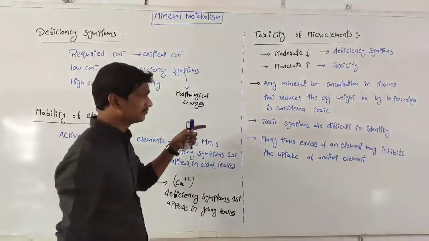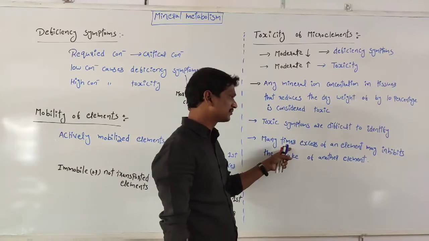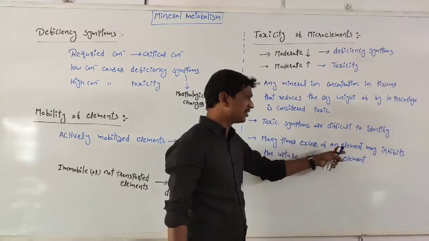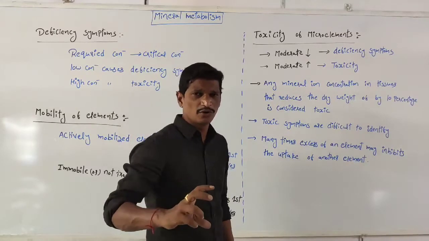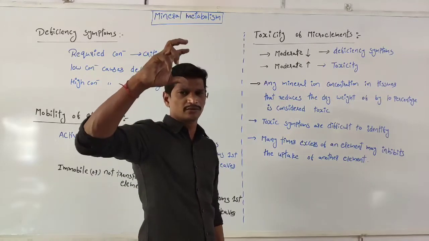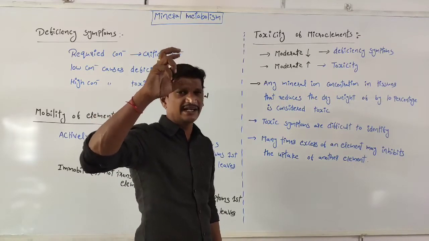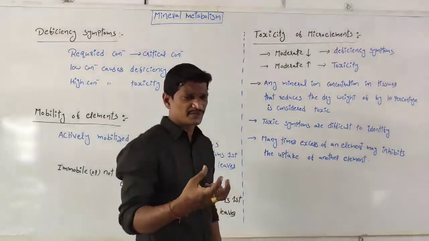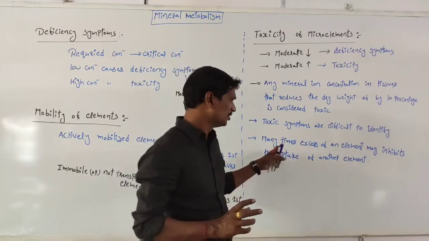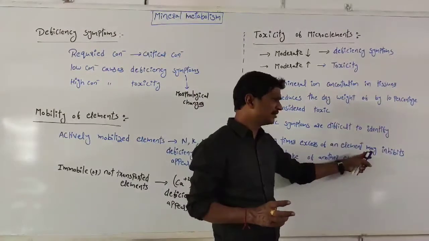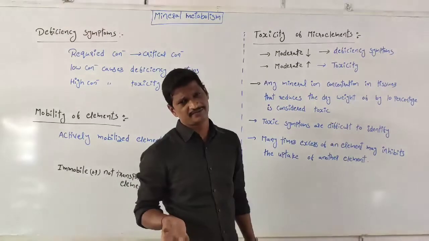See, I like to explain. Okay, this point and the third point. Many times, excess of an element, for suppose manganese concentration is more, that high manganese concentration affects the iron absorption and other minerals' absorption. So many times excess of an element may inhibit the uptake of another element.